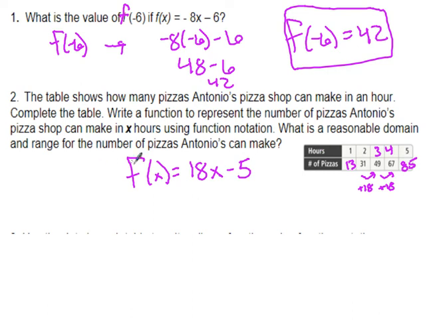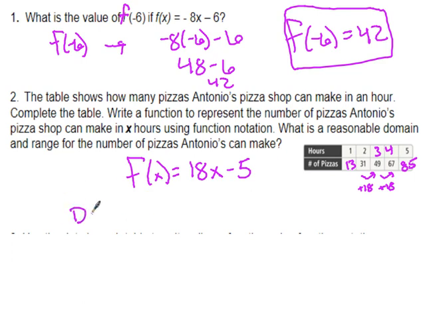But what this means is that in that first hour, maybe it takes them a few minutes, maybe they lose 20 minutes or so just in preparing and getting ready to start making the first pizzas. And then it starts to become 18 an hour, so that's how many less they can make in that first hour. So this would be the equation.